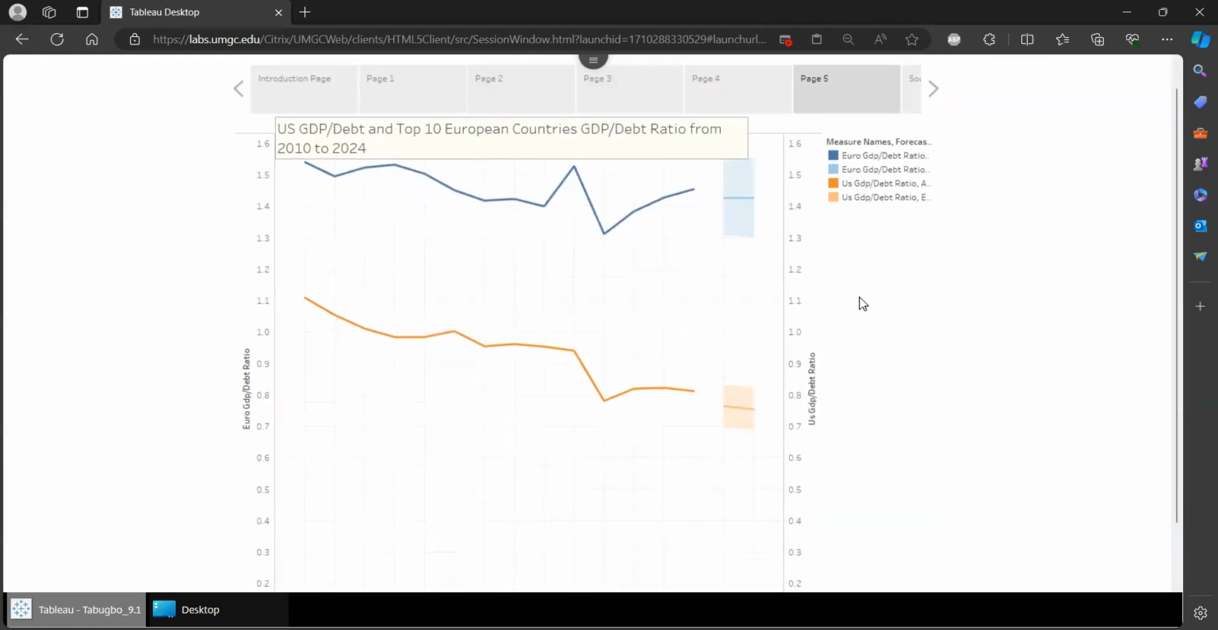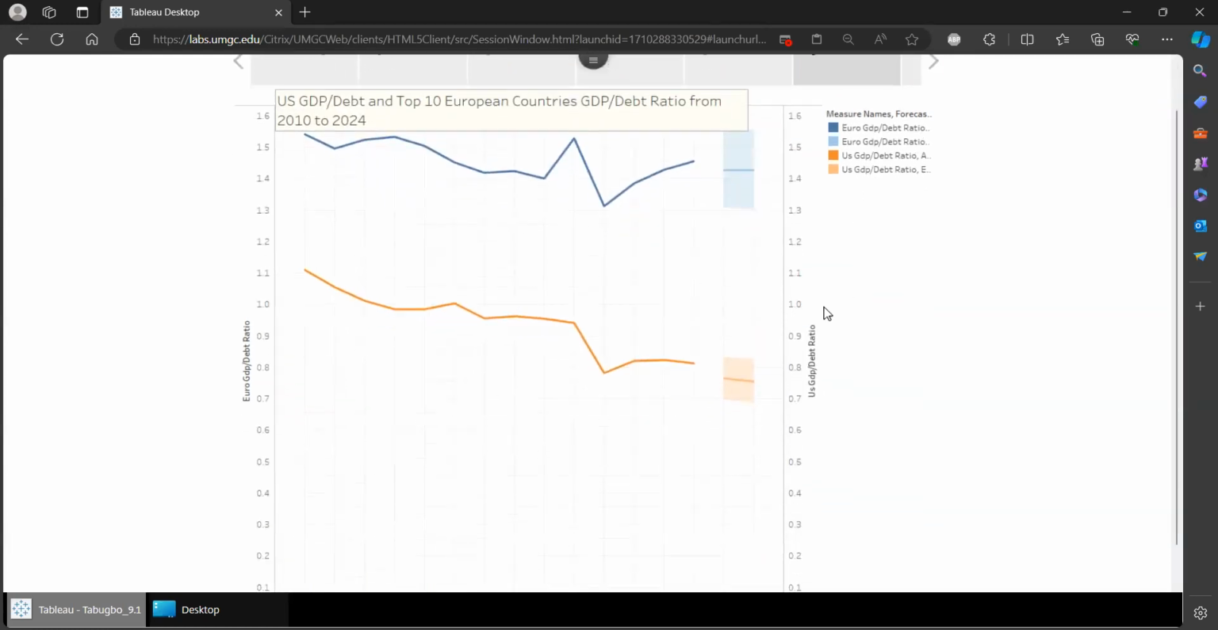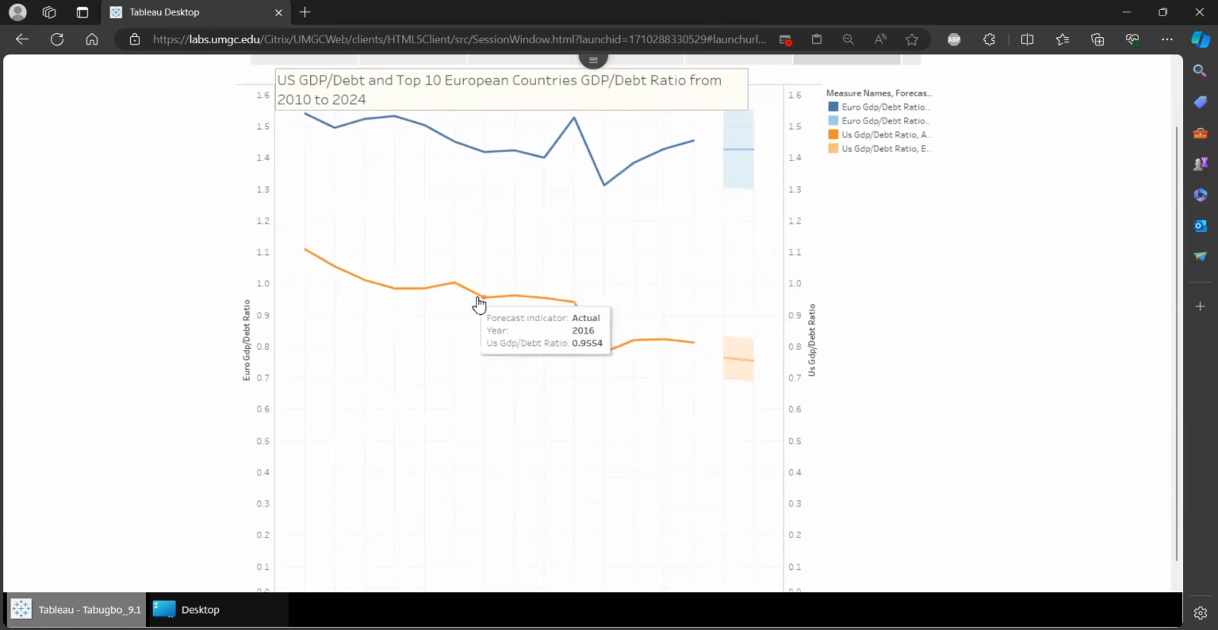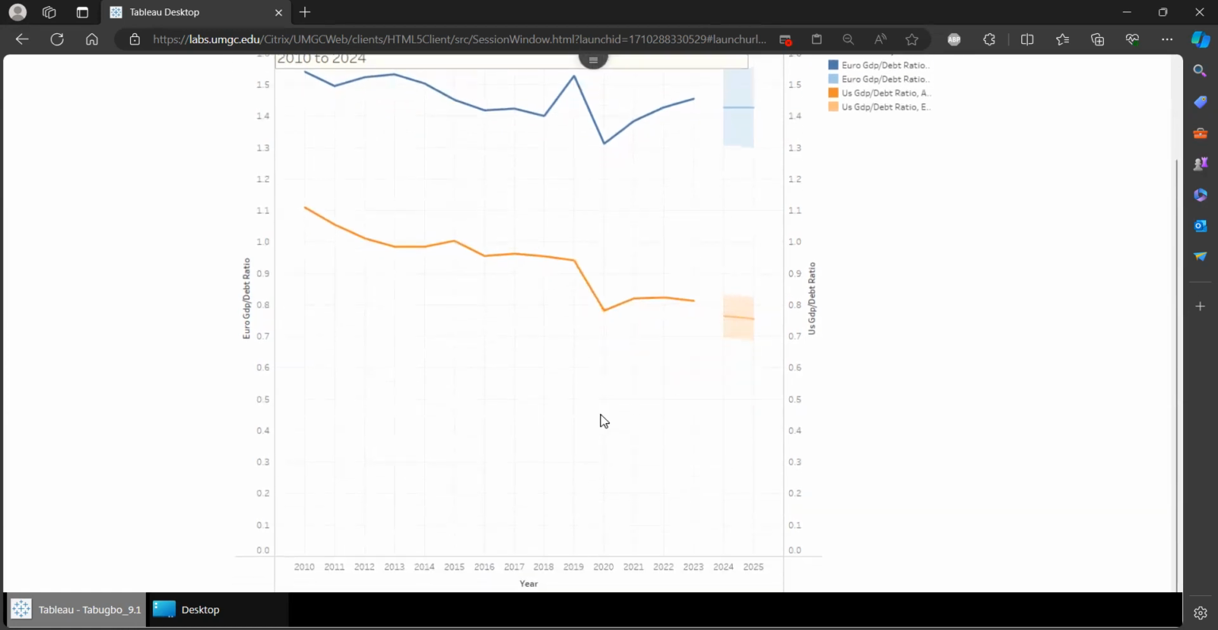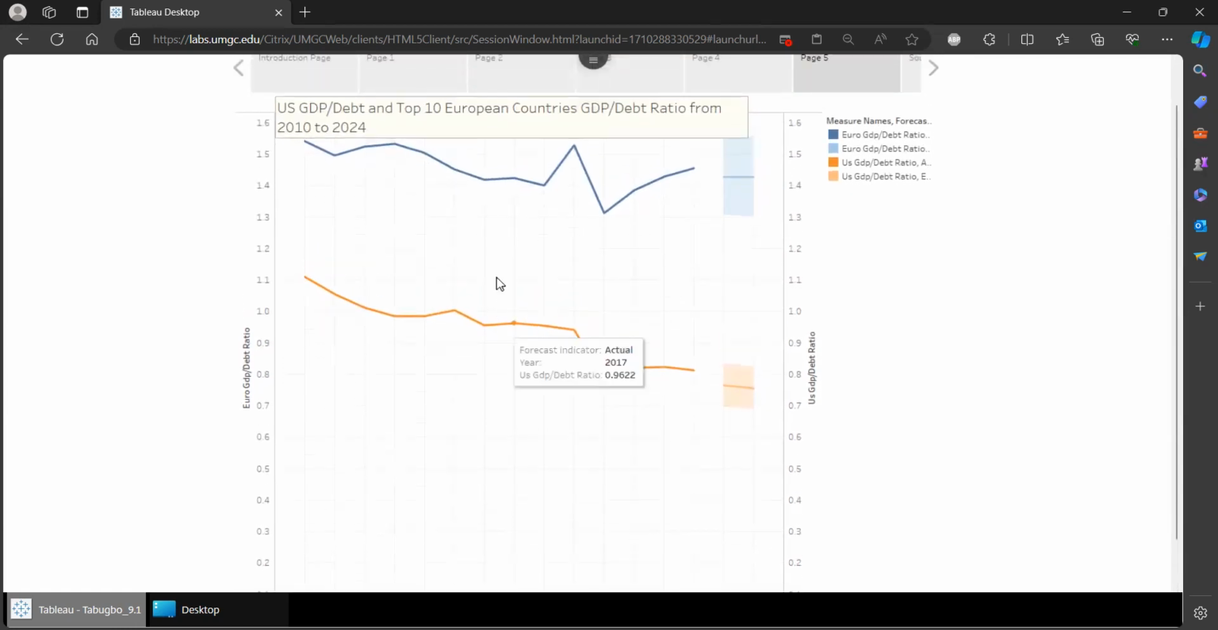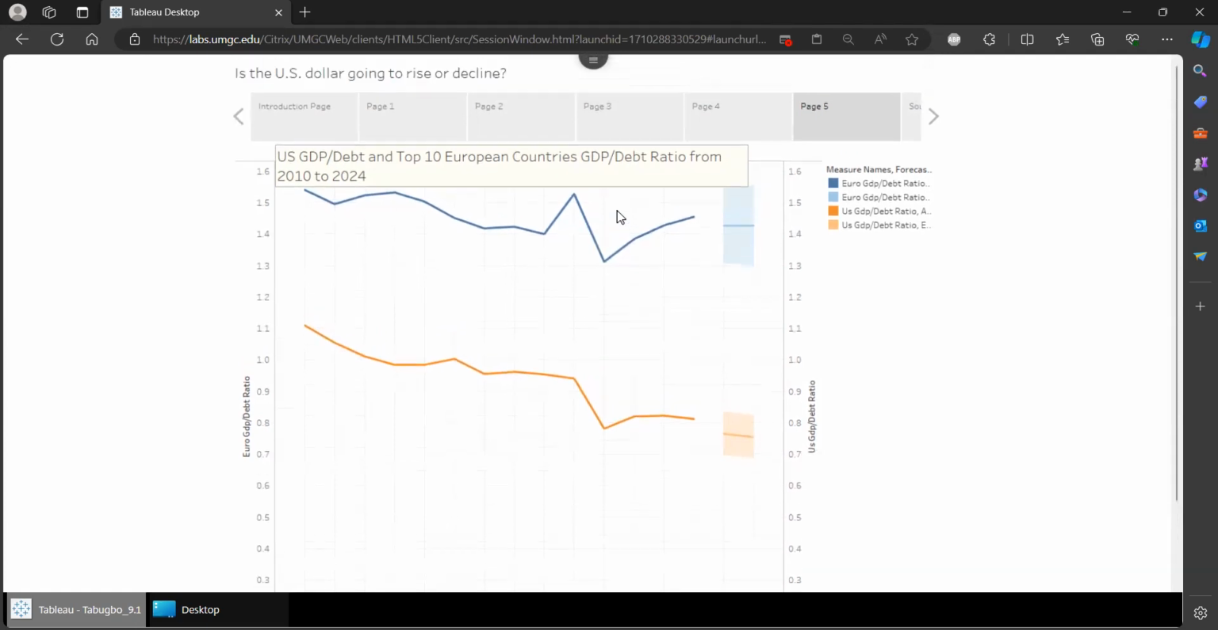And finally, when you look at the ratio of Europe's GDP to its debt versus the United States GDP to its debt, the United States GDP continues to decrease, reaching an all-time low of 78.16% in 2020 compared to its debt, and Europe's generally being 1.3 to 1.5 times what its debt is when you compare its GDP.